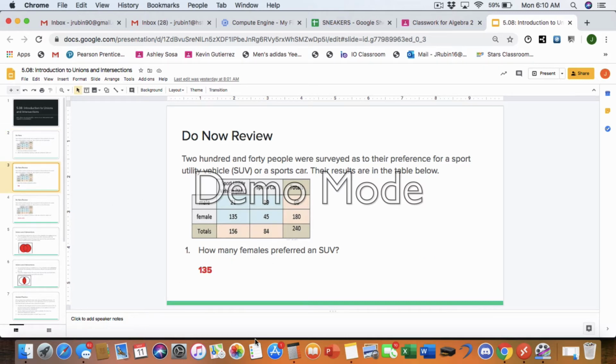So, how many females preferred an SUV? 135. Simply write in this box here. Right? SUV, female, where they meet.